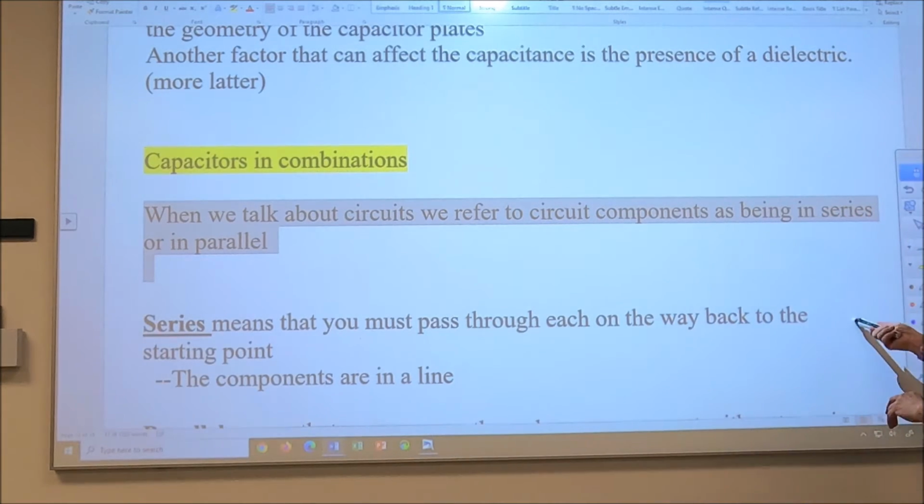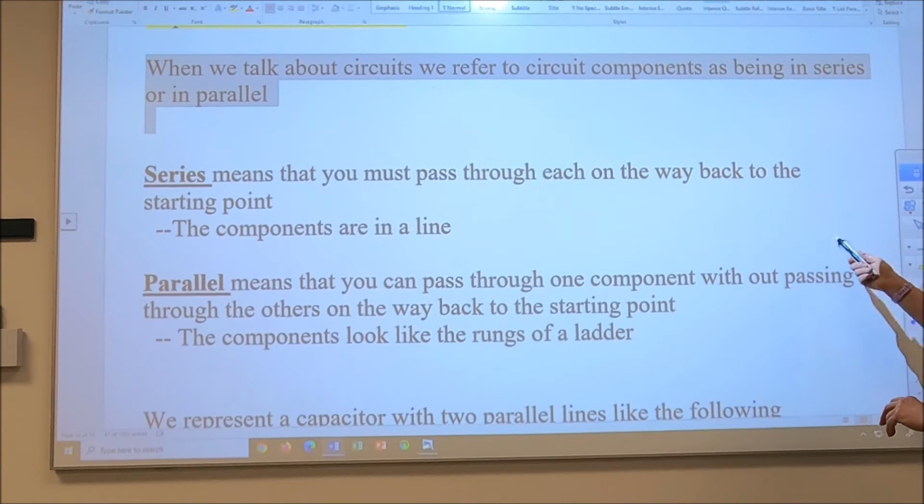Capacitors in combination. When we talk about circuits, we refer to circuit components as either being in series or parallel, like I showed you with the battery. Series means you pass through each on the way back to the starting point. So one after the other. Components are in a line.